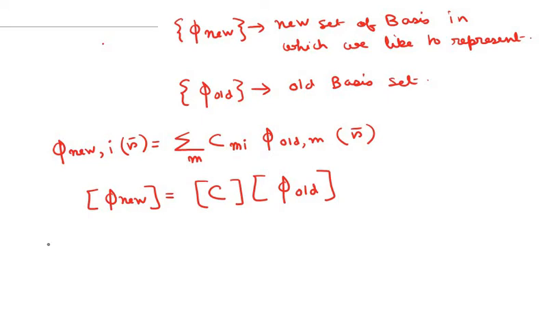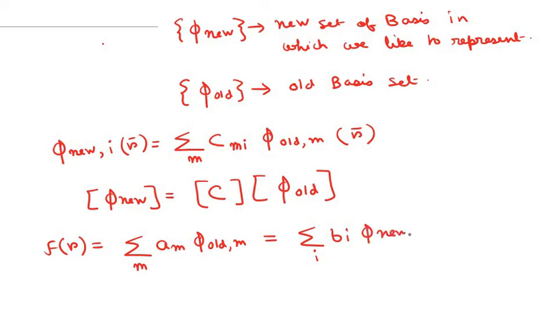Now any function f(R) can be represented in terms of both the new and the old basis set. We have this as summation over m of a_m phi old m, and this is also equal to summation over i of b_i phi new i. These will in general be functions of R, so I will write R over here. This is equation number 1 and this is equation number 2.